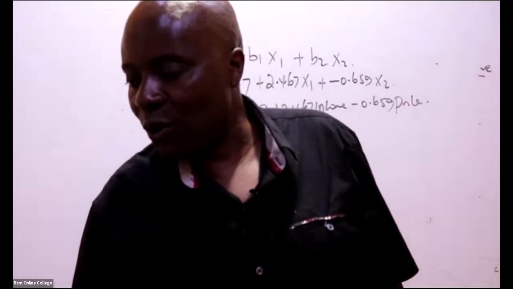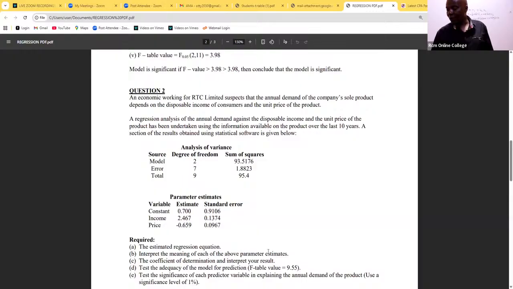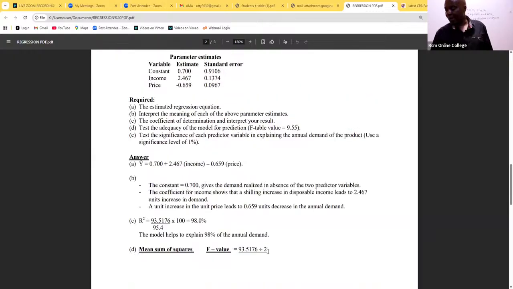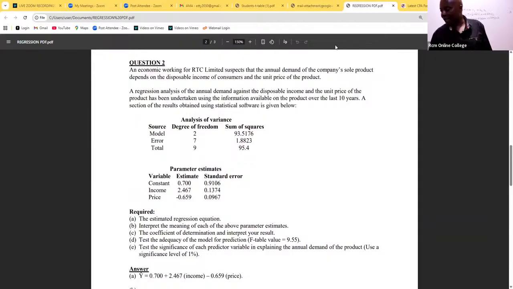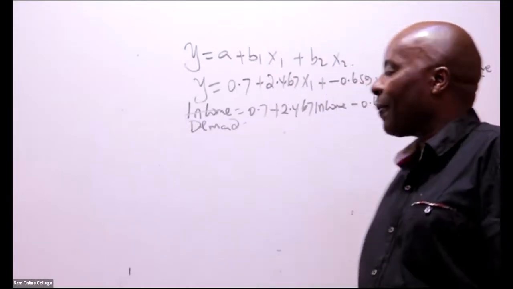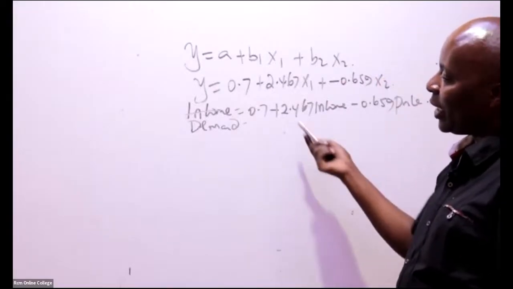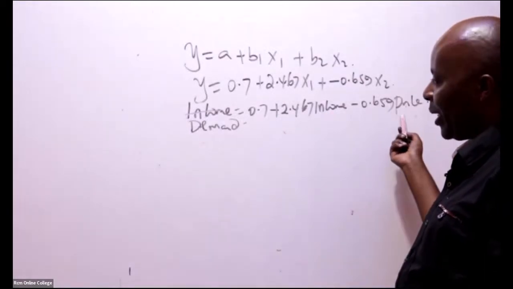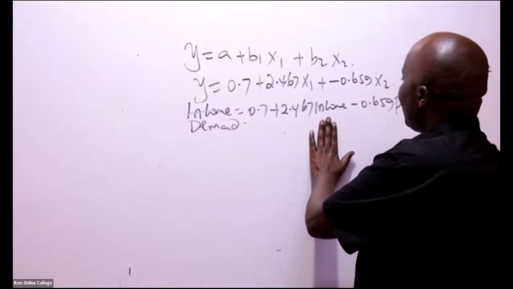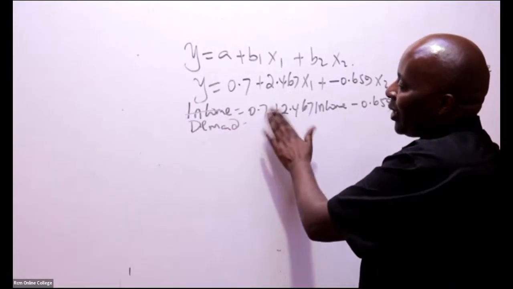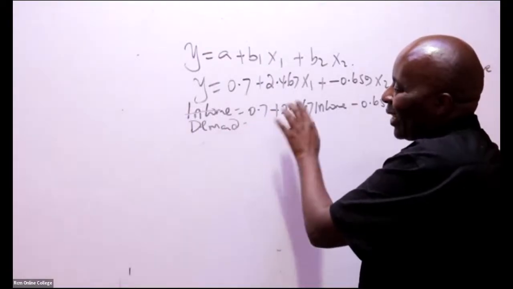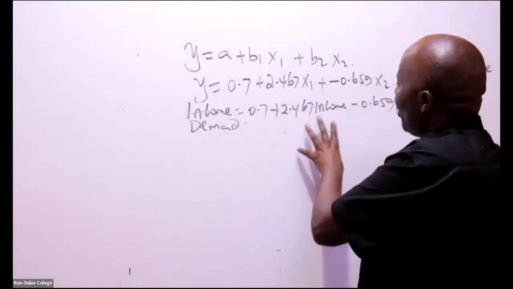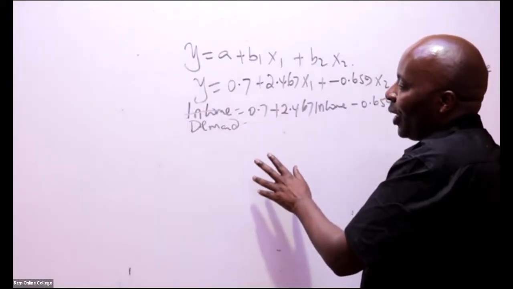So we look at Roman 2. In Roman 2 of this question, they want us to interpret the meaning of each of the above parameter estimates. Let me explain a little bit, and then we read. This 0.7 is a constant demand, the demand when income is 0 and price is 0. If income is 0 and price is 0, then demand will be exactly 0.7, so it is not dependent on income or price. You have the answer, don't write.